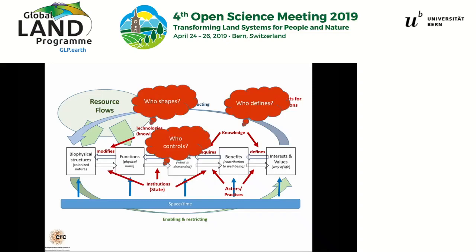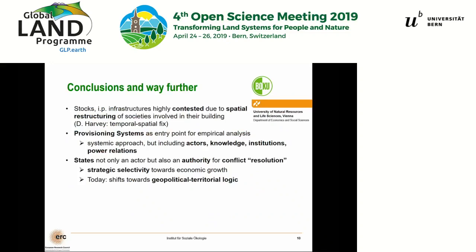Who defines, actually, the services? Who shapes the colonized nature? Who are the major actors involved in this shaping or in this colonization of nature, and who really controls this process at the end? And this is more a question of the state and the institutions involved. So I come to my last slide on time. As I said, infrastructures and all stocks are highly contested because they are restructuring global societies. And provisioning services, from our perspective, provide a starting point for the empirical analysis.